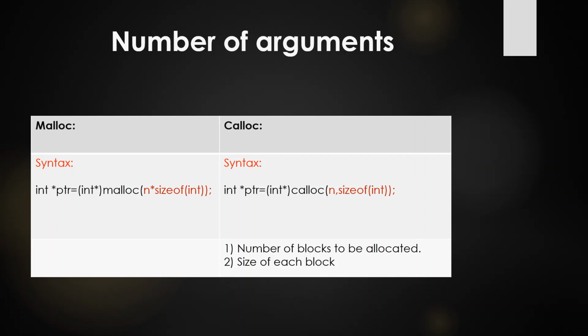See, n comma sizeof int means we are sending two arguments to the library function. Clear? That is the main difference between malloc and calloc with regard to the number of arguments. In malloc we send only a single argument. In calloc we send two arguments.